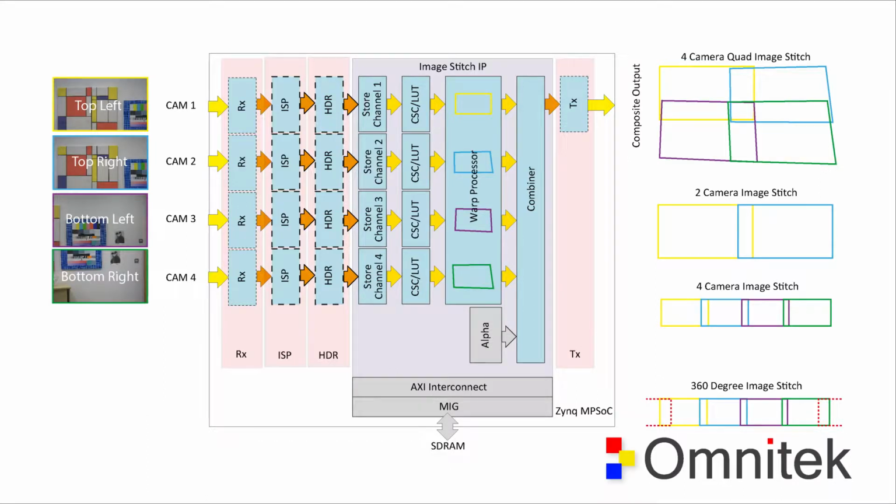In this diagram, you can see where we've used our ISP in a larger design, in this case an image stitch design, and we've got 4 ISP inputs to take 4 camera inputs, which then feed into our warp and subsequent processing for image stitch.